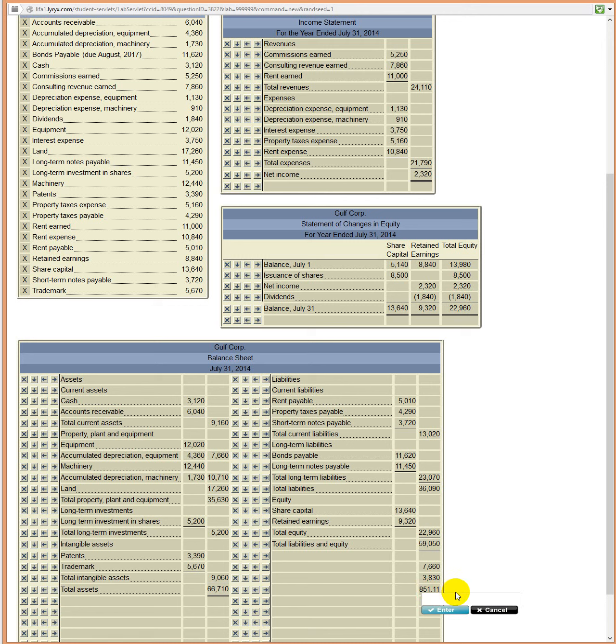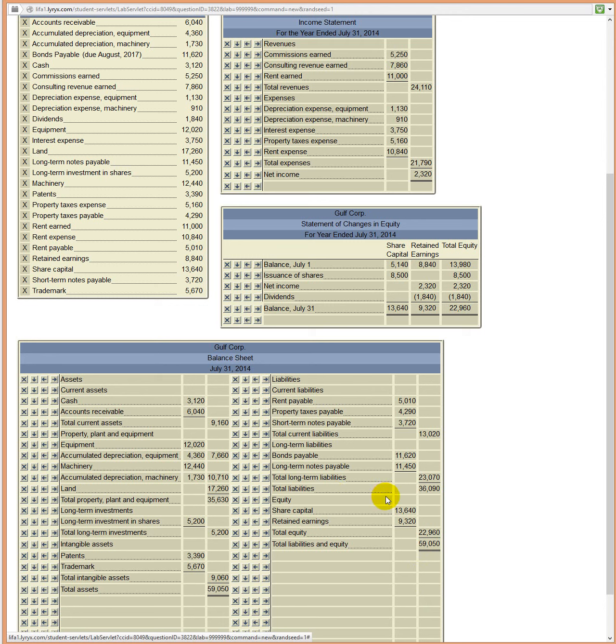If it's divisible by 9, that means that you transposed the number somewhere. So in this case, we actually see that I've added in the 7660 right there, but then again in my total assets here, I've added 9160 plus 7660 plus 35630. So the 7660 shouldn't be there. Let me take that out. And now it does balance. Let me get rid of the evidence here. And our balance sheet balances.